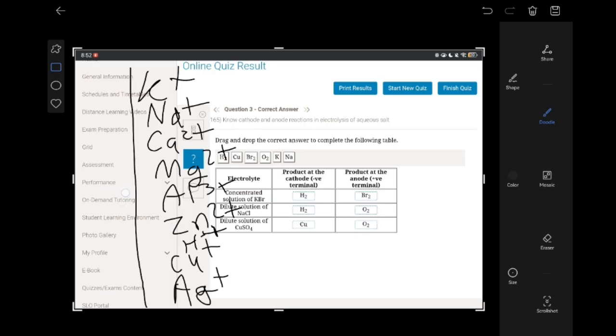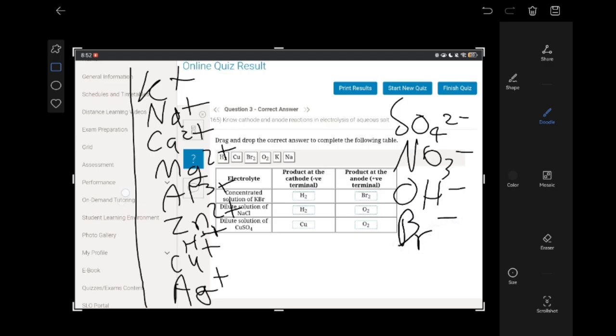So look here. Concentrated solution, I'll tell you why concentrated and diluted is important when we get to the second part. So we have a solution always, and I'll also write the one for the anions: SO4 2 minus, NO3 minus, OH minus, and then you have the halides, Cl minus, Br minus, I minus.